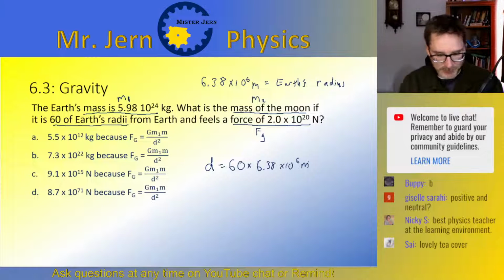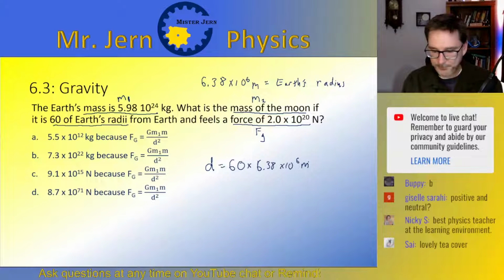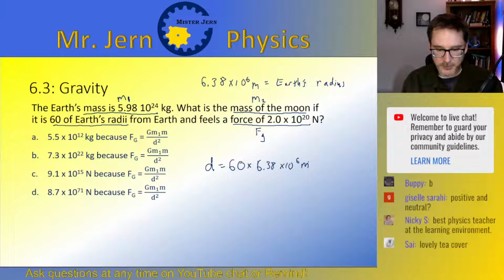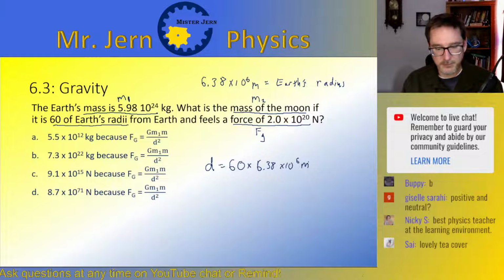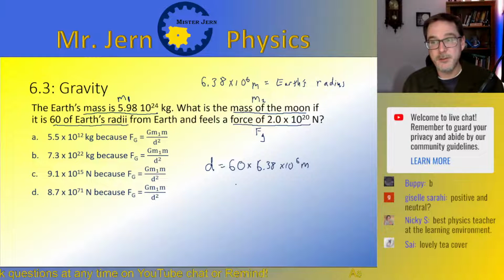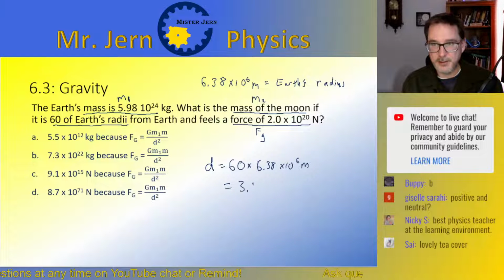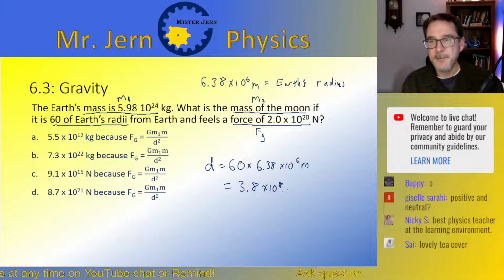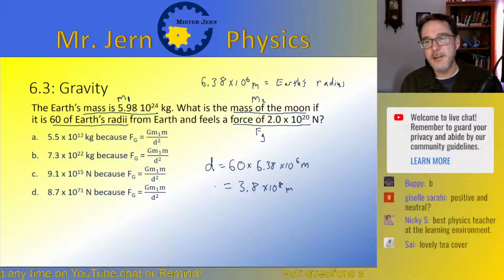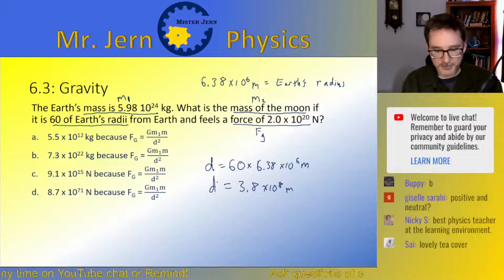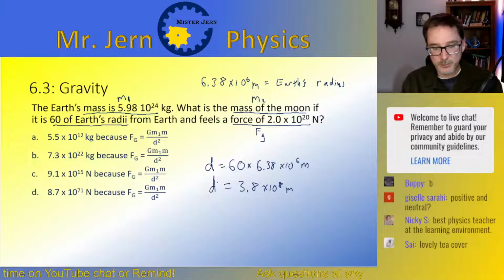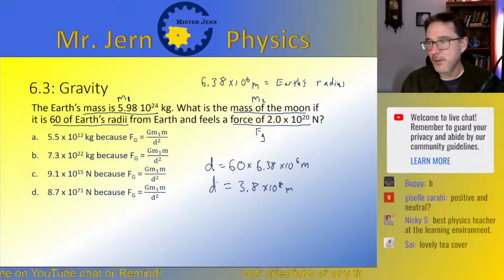My calculator didn't put it in scientific notation, so I'm going to switch over really quick and change it to scientific notation. Hey, if your calculator ever gives you a weird answer and you want to know how to switch modes, please let me know. I can easily show you that. It is not hard. So 3 times 10 to the 8th meters. That is the distance the moon is from the center of the Earth.